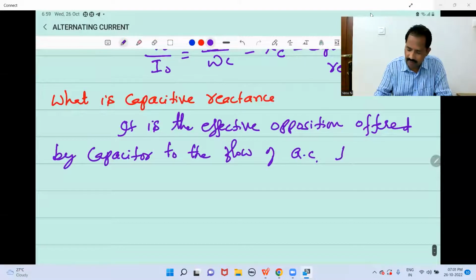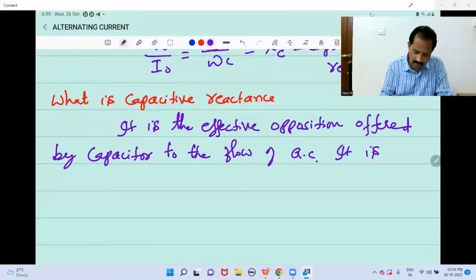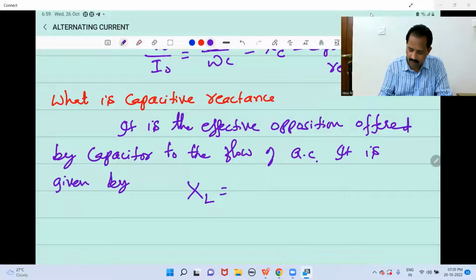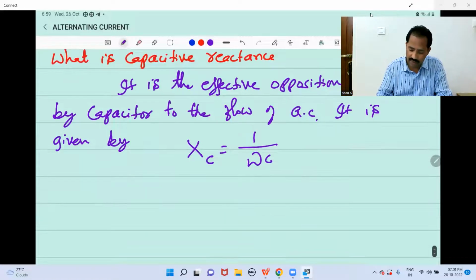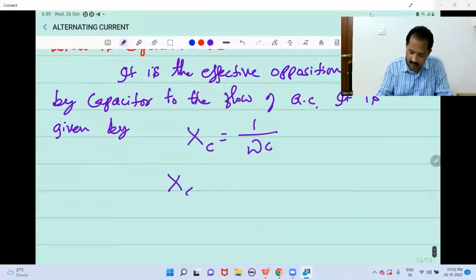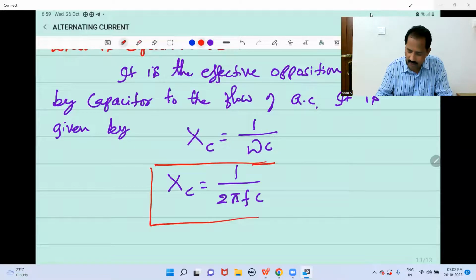It is given by the equation XC is equal to 1 by omega c. This is called XC, X suffix C. XC is equal to 1 by omega c, or XC is equal to 1 by, what is omega? 2 pi F into C. So this is a required equation. This is the equation for capacitive reactance.